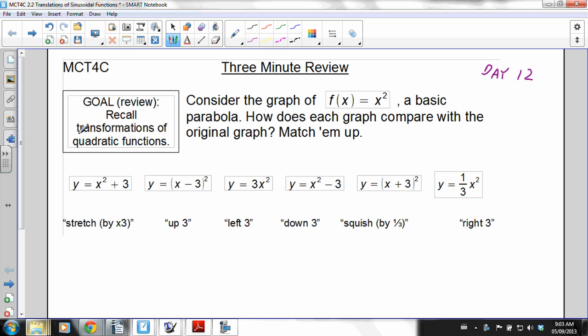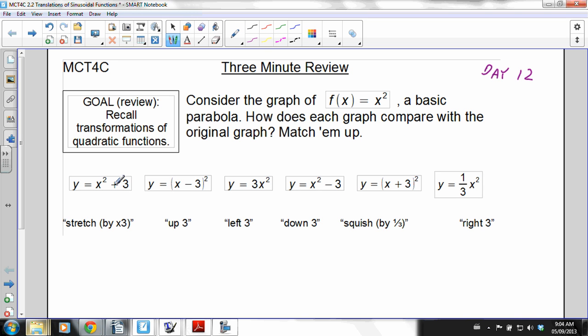Transformations, remember, means when we have some sort of graph that we move it left or right or up or down or stretch it or squish it or flip, that sort of thing. And so we've got a bunch of parabolas. And there's the basic parabola, and these ones have been adjusted by shoving a 3 into the equation there, and we have to match up which is which.